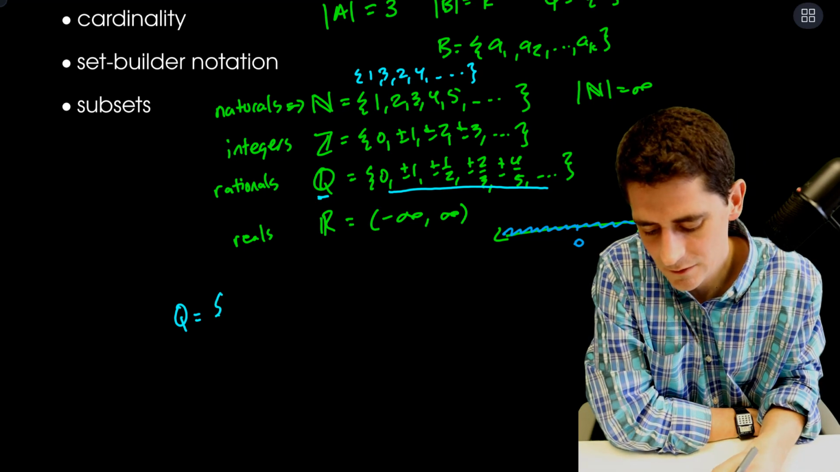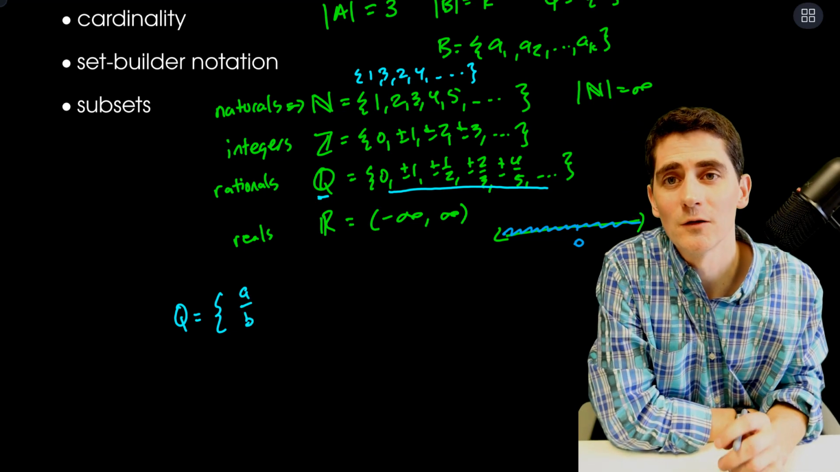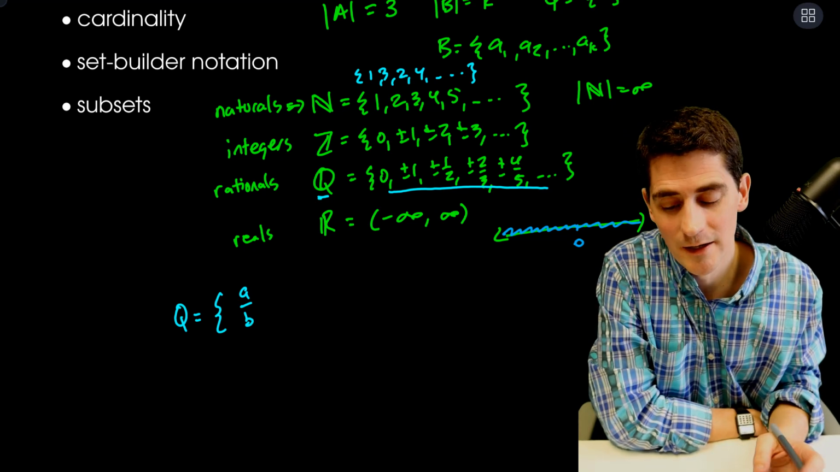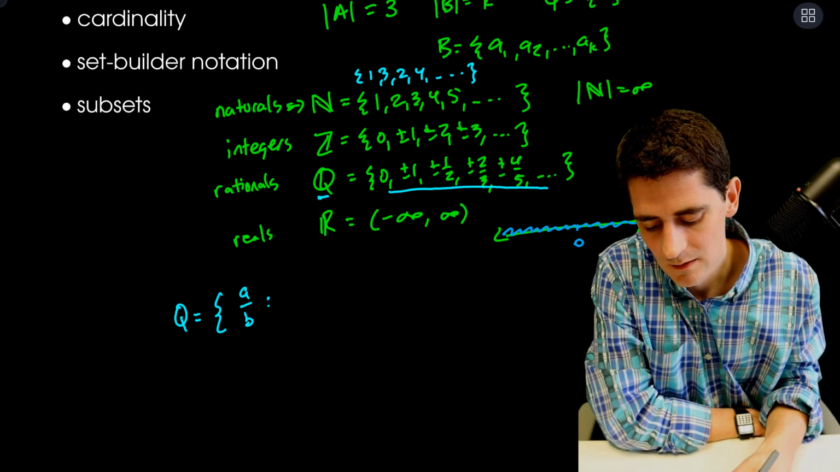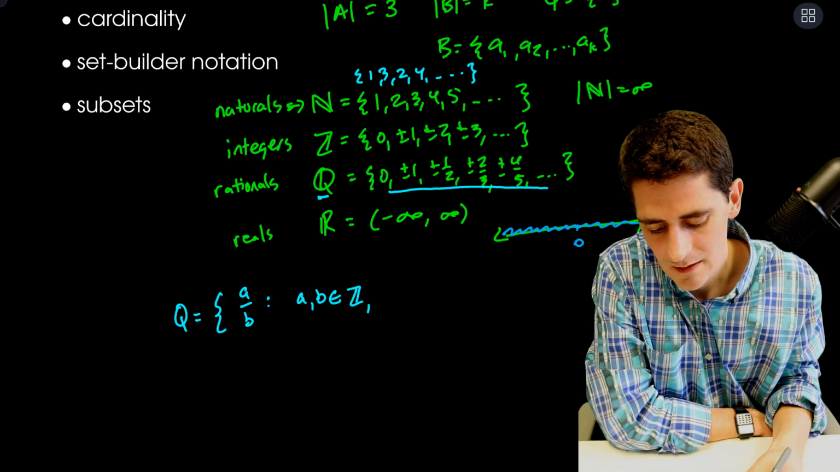So let's write that in general terms. How about like A over B? So the things in this set look like A over B. Now A over B can't be anything, right? We want A and B to be integers, and we want B to not be 0.